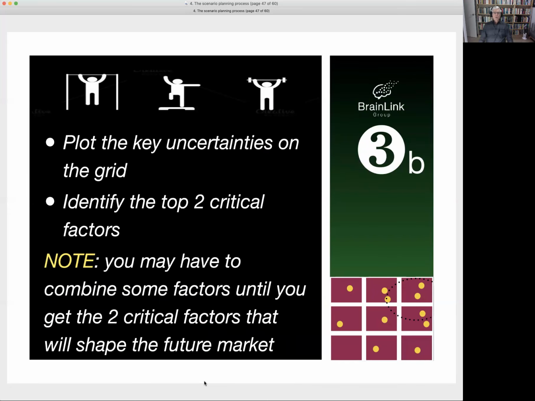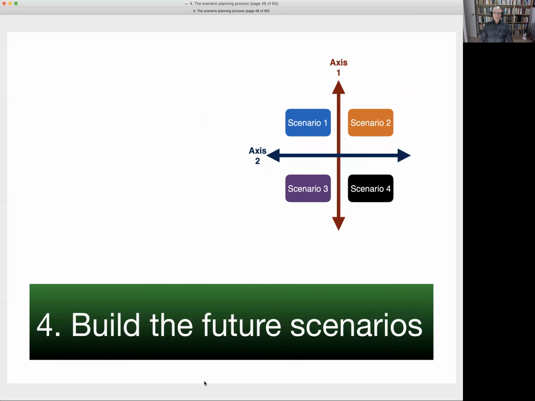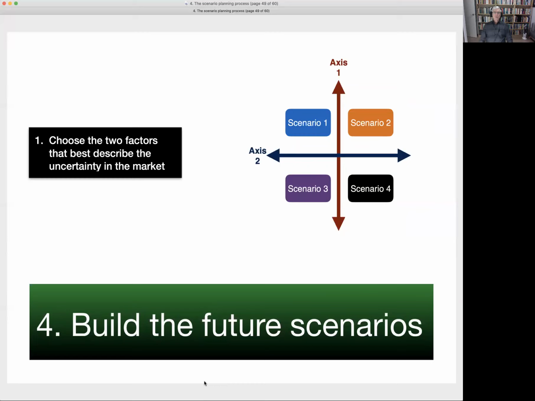And what we're trying to do is identify the top 2 critical factors. Now, the fourth stage is where we take those critical uncertainties, the 2 major big ones, and we use them to build the future scenarios. How do we do that? Well, we choose the 2 factors that are most impactful and most uncertain. These are the ones that best describe the uncertainty in the market.